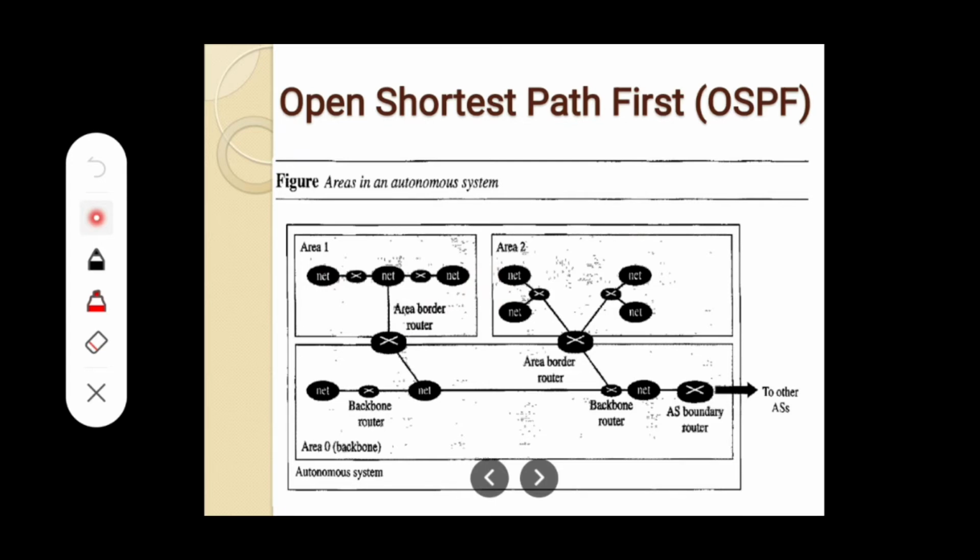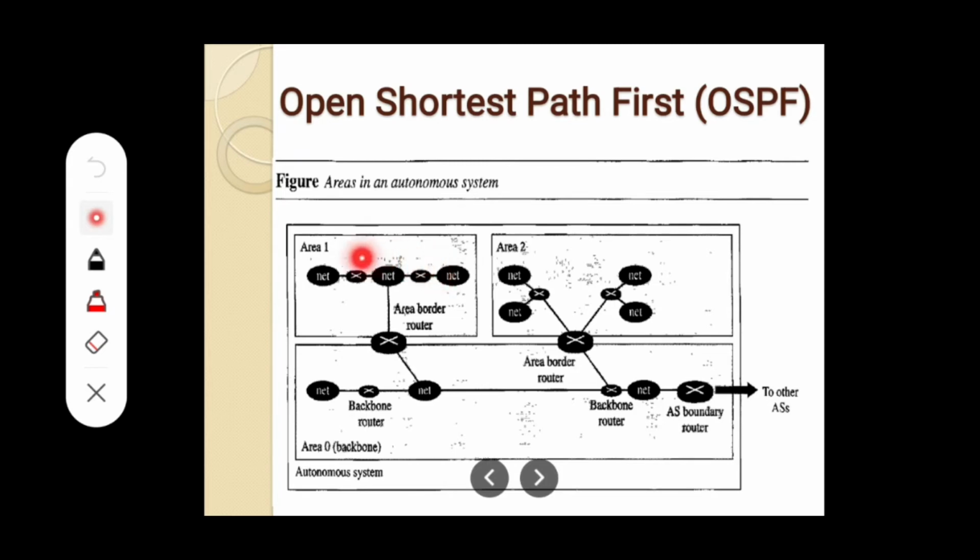Now there is a special type of router available at the border of each area. This is the border of area 1, and this is the border of area 2. At each border of the area we have a router called an area border router. This is the area border router of area 1, and this is the area border router of area 2. What is the purpose of this area border router? It summarizes the information about the area and sends it to some other areas.